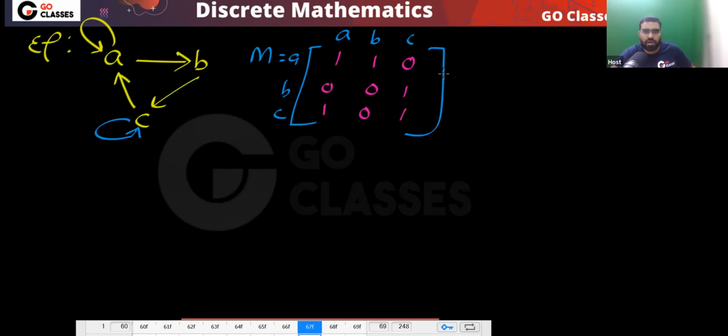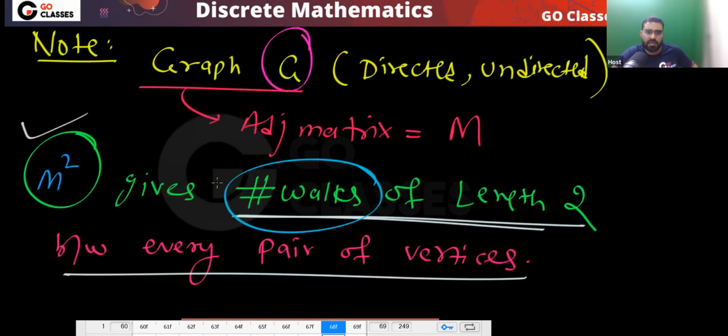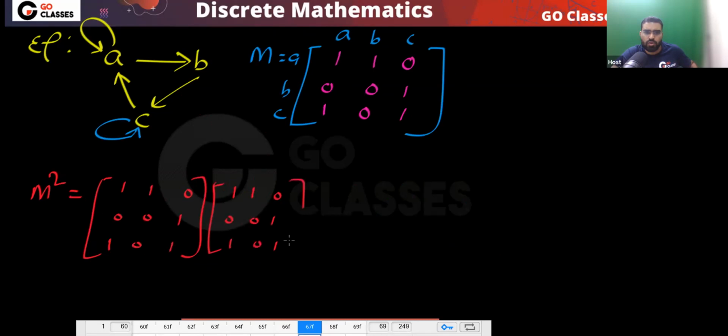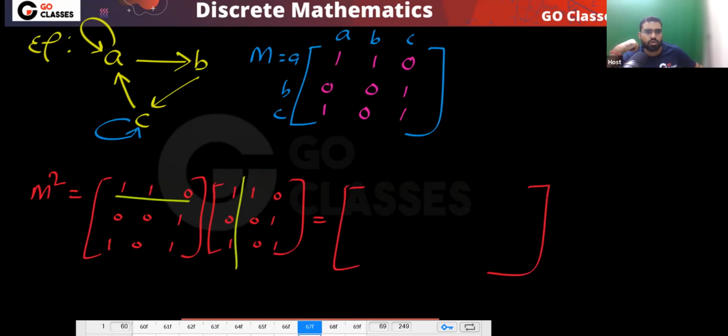Now you do M square. So tell me what will be M square? Can you tell me what will be M square? Let's see M square. 101, you multiply this with M. So what will that give you? You can notice this row will multiply with this column. This first row will multiply with this first column.